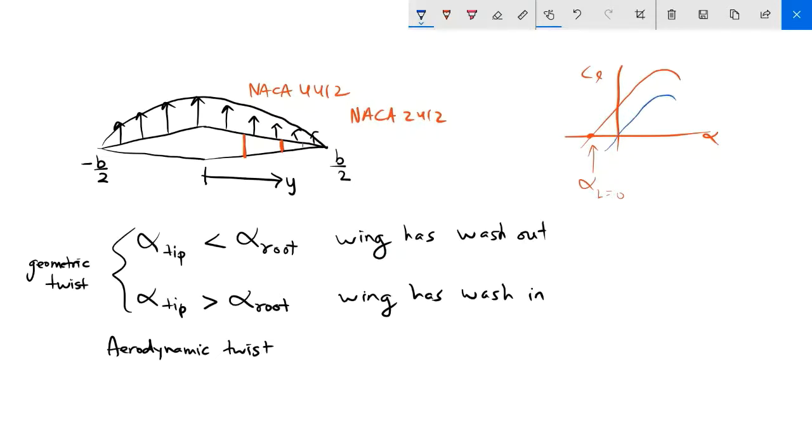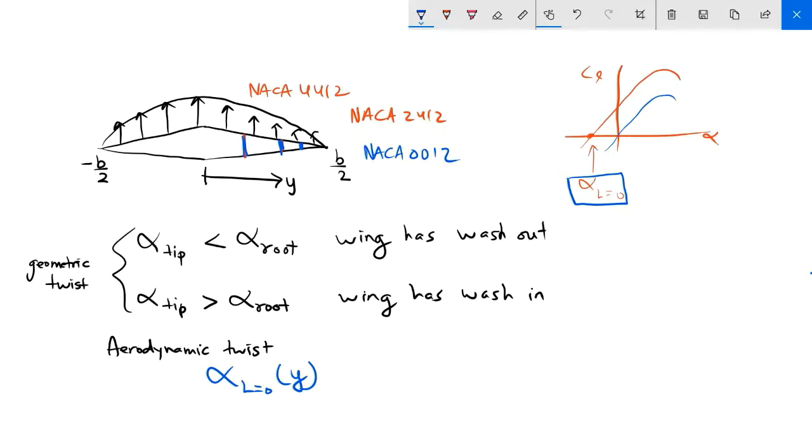So you can imagine that here I have, let's say, NACA 0012. Then in that case, the zero lift angle of attack at this location is going to be 0, but it will be something negative here, right? It will be another negative value here. So in this way, when you change the airfoil in the span-wise direction, you are also changing the value of zero lift angle of attack. In other words, mathematically speaking, you can say that a wing has aerodynamic twist if the zero lift angle of attack is a function of location in the span-wise direction.